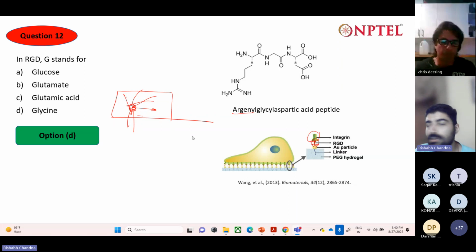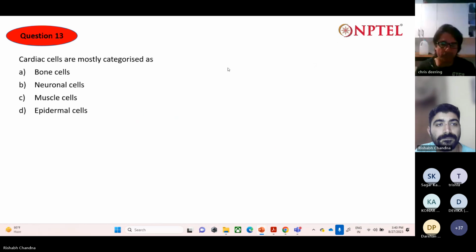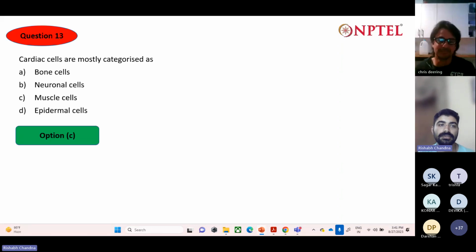Okay, so now let's move on to the other question. Cardiac cells are mostly characterized as? Can anybody take a guess? Muscle cells. Option C. Neuronal cells. Okay. Anybody else? Option C. So yes, these are characterized as muscle cells.